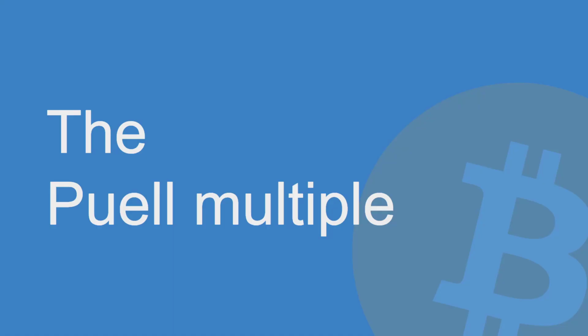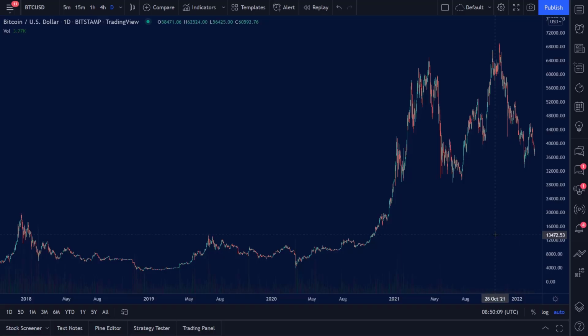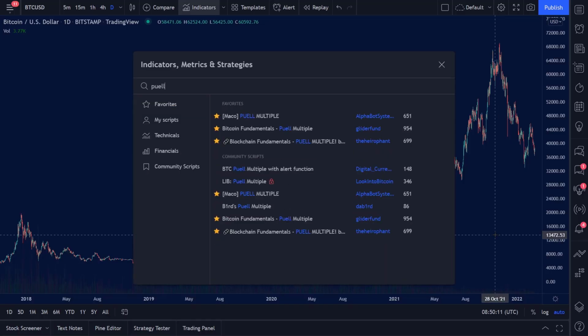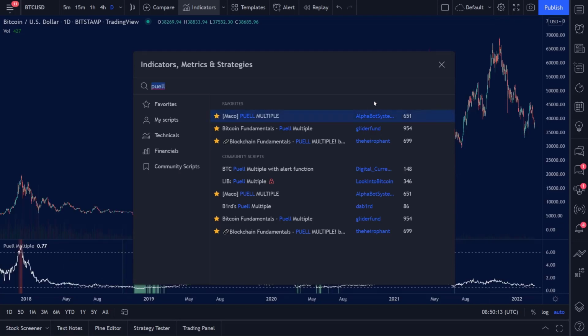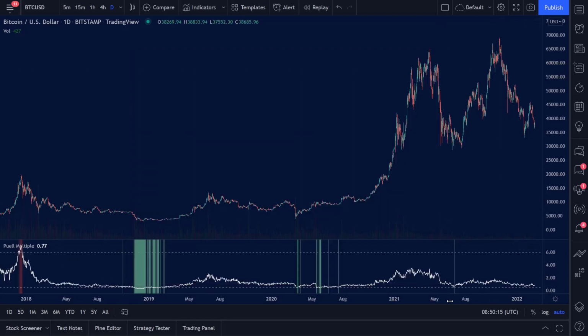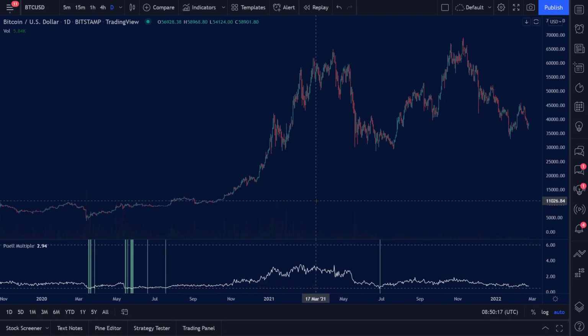The next indicator I want to introduce is the Puell Multiple indicator. It was created by David Puell. His thought about market bottoms and peaks comes from the miner's revenue perspective.